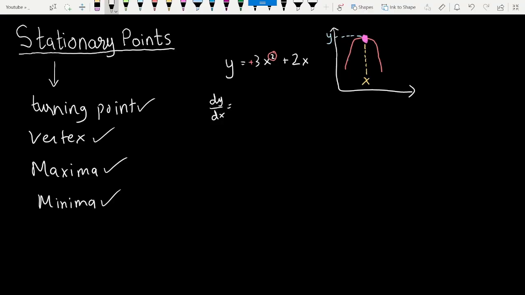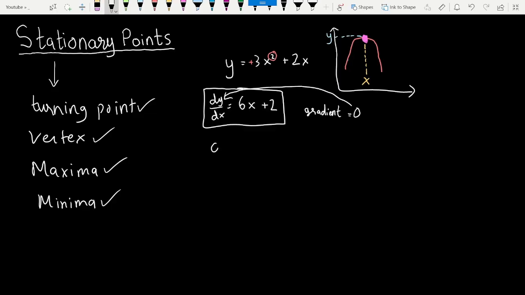I'm just going to get straight to the answer here. It's going to be 6x plus 2. That's going to be the differentiation. And see, I know that the gradient at the stationary point is equal to 0. So when I chuck that 0 in here, I basically get 0 is equal to 6x plus 2. And now when I solve for this x over here, I'm basically going to get the x coordinate of that stationary point.